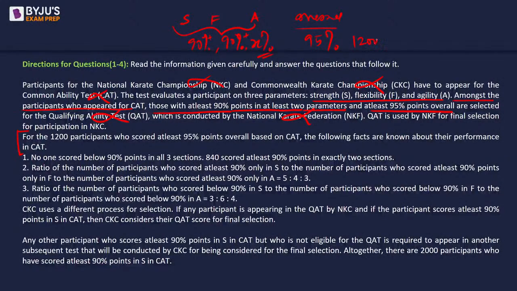So there are 1200 students who scored this. The following facts are known about their performances. No one scored below 90% points in all the 3 sections. 840 scored at least 90% points in exactly 2 sections. Ratio of the number of participants who scored at least 90% only in S to the number of participants who scored at least 90% points only in F to this, and so on.